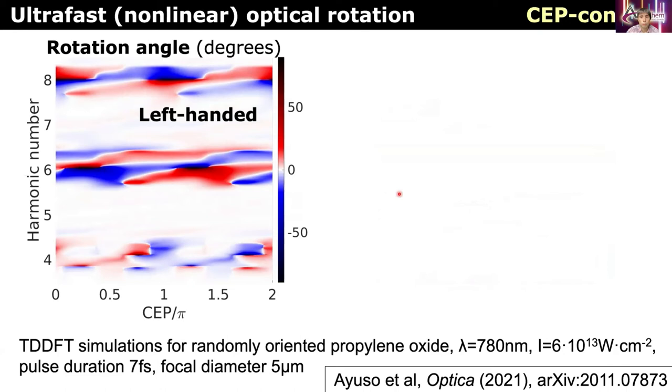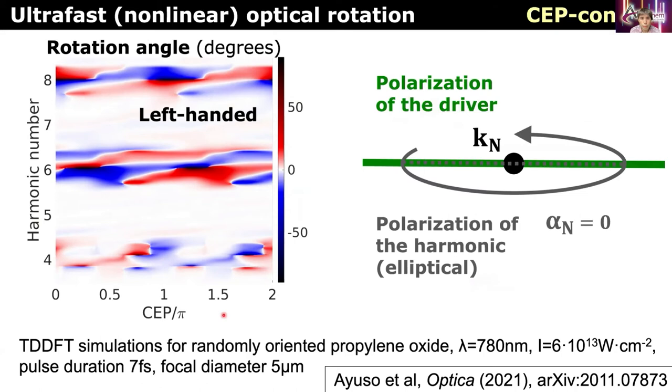So here we have results again for the left-handed molecule. Red means positive rotation, blue means negative rotation, and white means no rotation, again, as a function of the harmonic number and as a function of the CEP. So just to be clear, no rotation means that the main axis of the polarization ellipse of the harmonic is parallel to the polarization of the driving field, which is here in green, and this is what we find here for harmonic 5.